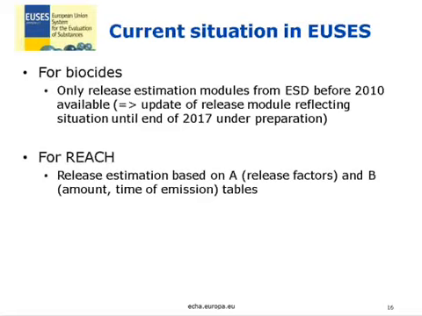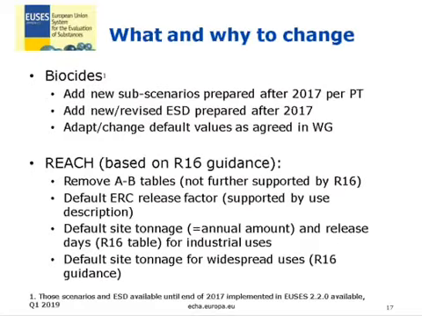So the A for the release factor, B for the amount at time of emission tables, which we had already some remark from Romanas that they are not accepted anymore unless there is a further justification on that. So that's why we need to change for sure.